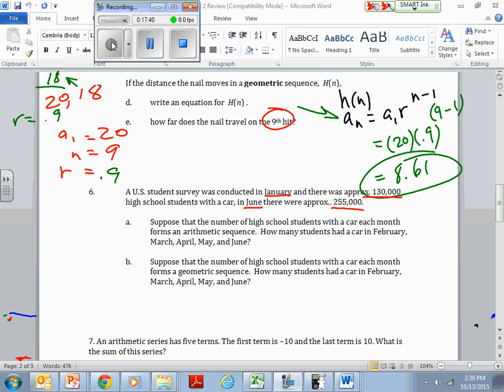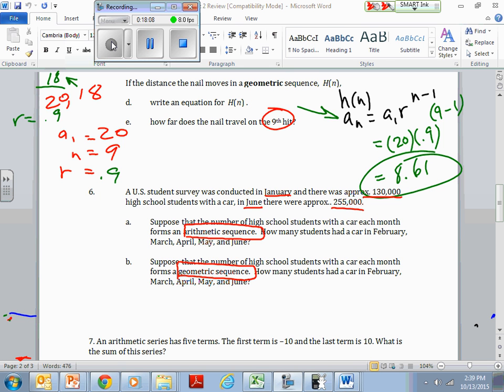Here comes the first question. Suppose the number of high school students with a car each month forms an arithmetic sequence. That's going to be important. We're going to probably use something we just used. How many students had a car in February, March, April, May, June? B. Suppose that the number of high school students with a car each month forms a geometric sequence. Mark that. Okay, we're going to use that second puzzle that we just used. How many students had a car in February, March, April, May, June?